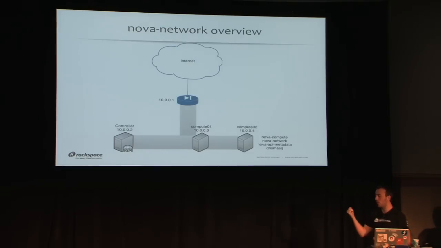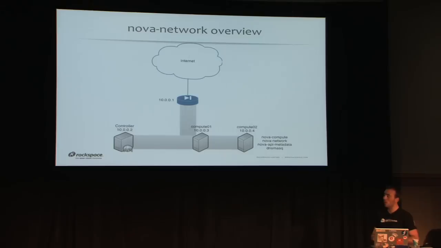I'm also showing that on our compute nodes, we chose to run Nova Compute and Nova Network processes, as well as the metadata service and dnsmasq on every compute node. dnsmasq is what's responsible for handling all the DHCP for instances. So when an instance boots up and does a DHCP request, its local dnsmasq is going to respond and say, your IP is X, your default route is this, and your host name is Y.